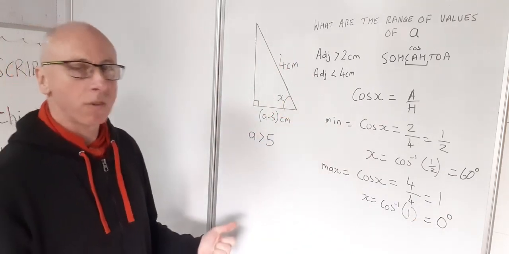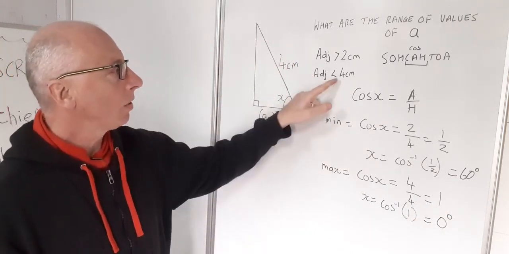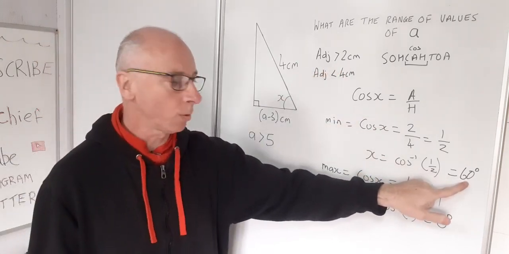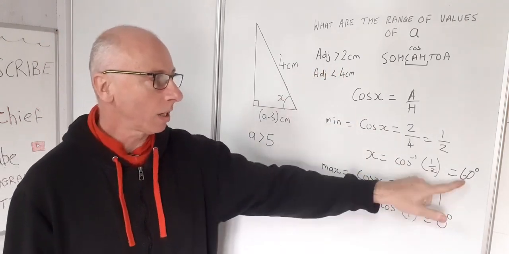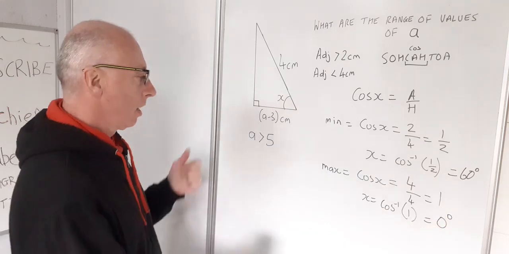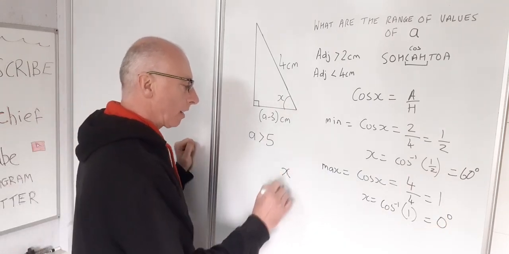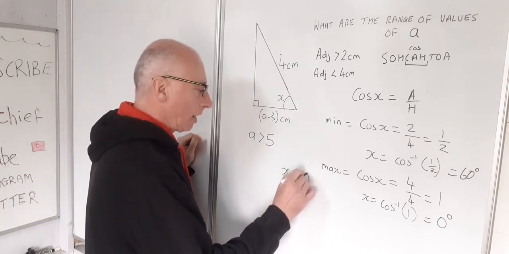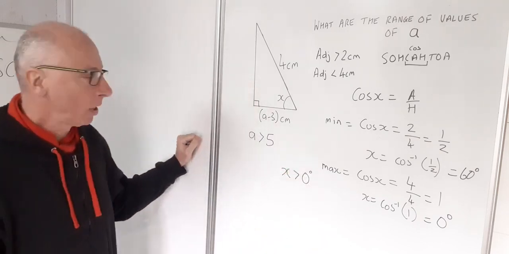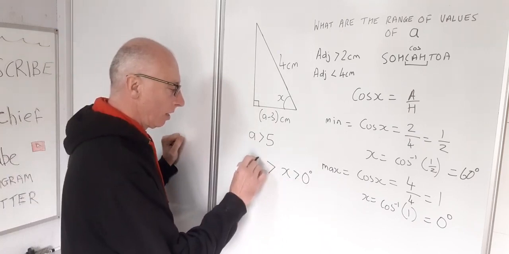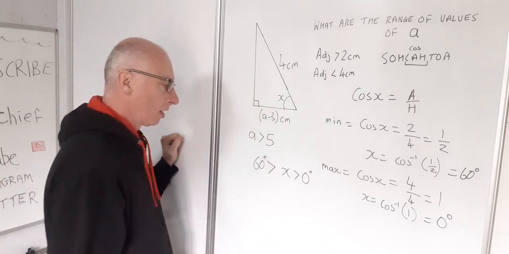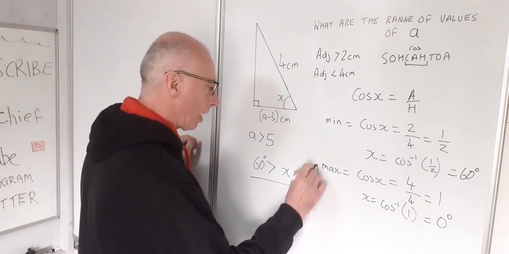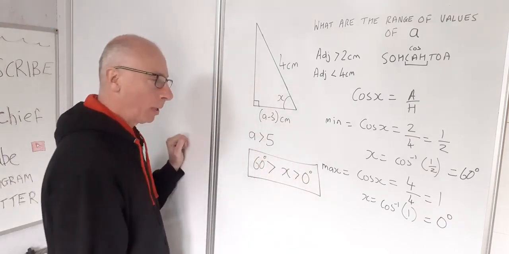So that's going to give our range of values. Now we know that the side is less than 4 but greater than 2, so it won't actually ever equal 60 or 0. It's going to be somewhere in between. So for our angle x, we know that it's going to be greater than 0 degrees, but less than 60 degrees. So therefore that's our range of values for our angle x. And that'd be a good place to stop.